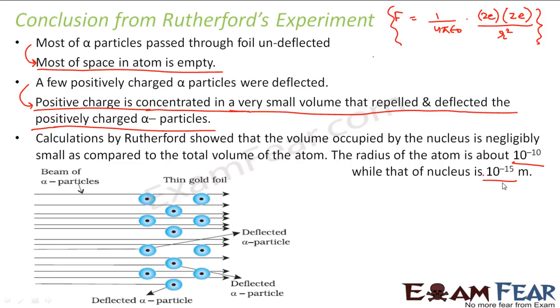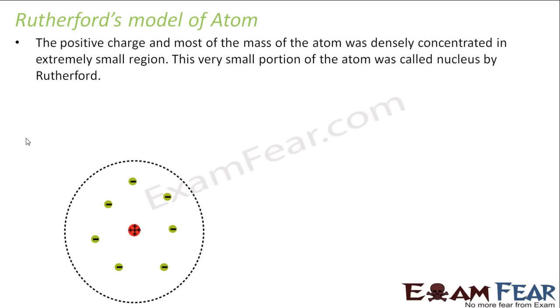Right, so these were some of the important conclusions of Rutherford's model of atom, and this laid the basis of how we see the structure of an atom today, because these things which Rutherford found with the help of his gold foil experiment turned out to be extremely useful for later studies. So Rutherford's model of atom was finally defined somewhat like this. The positive charge and most of the mass of the atom was densely concentrated in an extremely small region. This very small portion of the atom was called the nucleus by Rutherford.